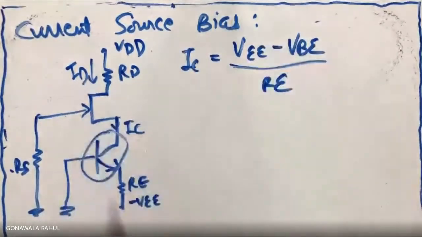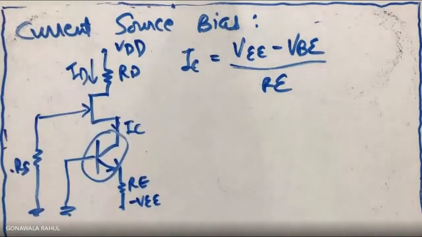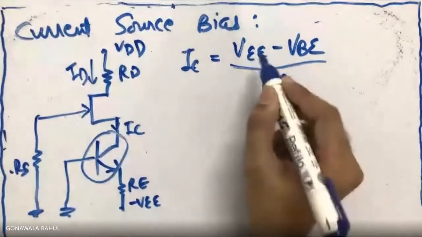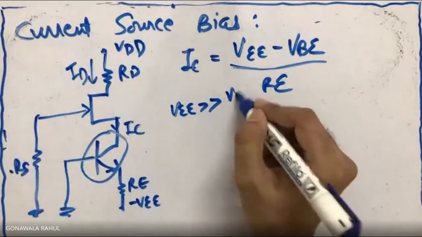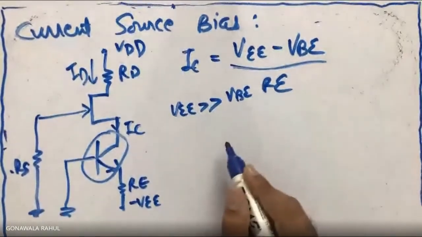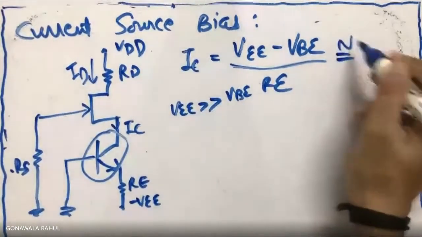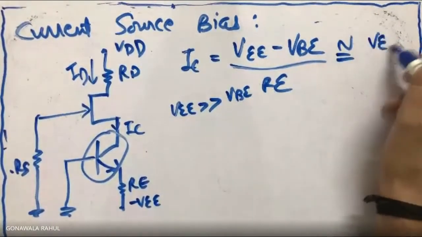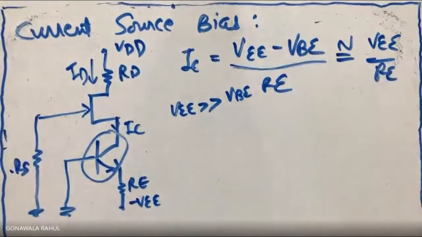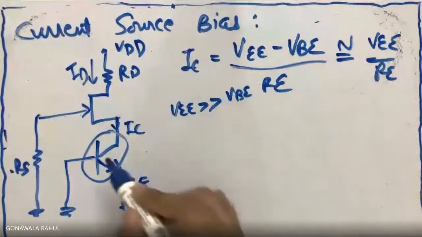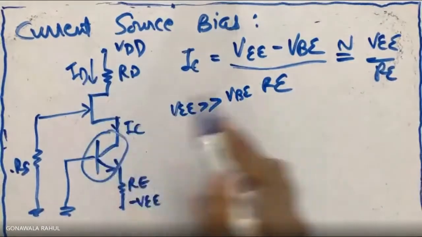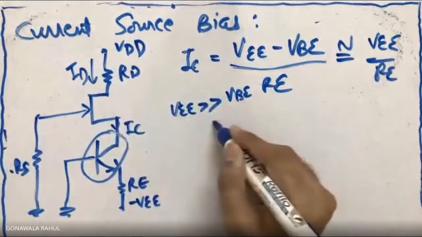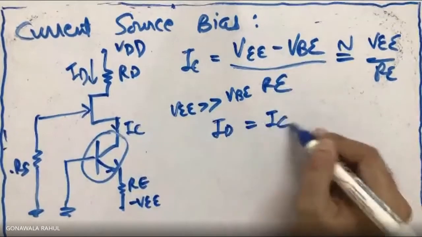See, this derivation we have derived already. Okay, so this is the thing. Now if we keep VEE larger than VBE, VBE will be around 0.7 volt only. So I can say this will be approximately equal to VEE upon RE. So emitter biasing has been achieved. Okay. Now the drain current of the JFET, ID, is equal to the collector current as per this. So ID is equal to IC.